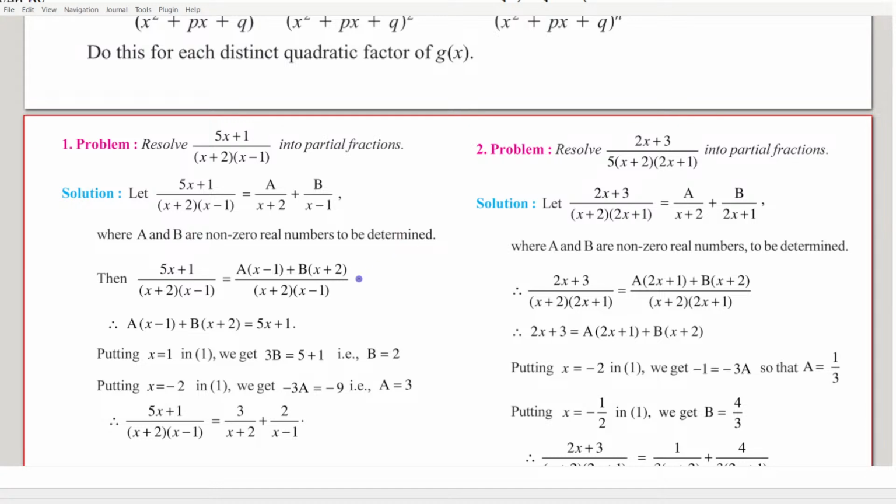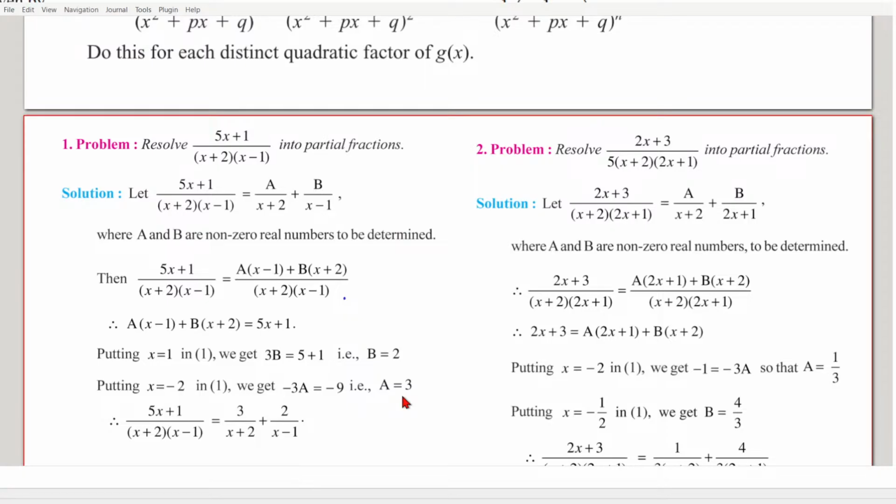Or otherwise, a into x minus 1 plus b into x plus 2 should be equal to 5x plus 1. We substitute x equals 1 and this part becomes 0. Then 3b should be equal to 5 plus 1, which is 6. And we substitute x equals minus 2, this part becomes 0, and you will figure out what a is. Understood?